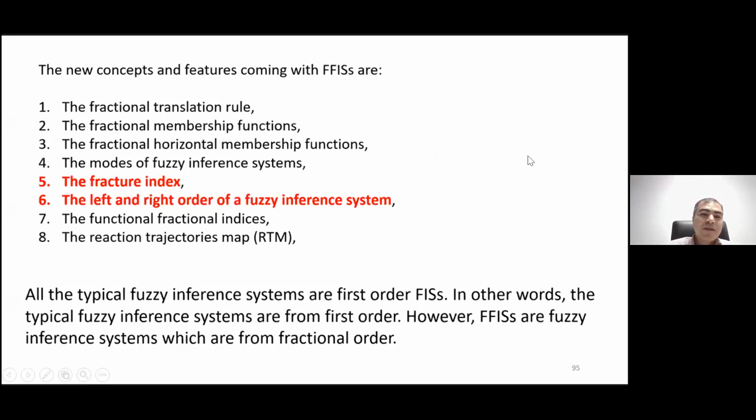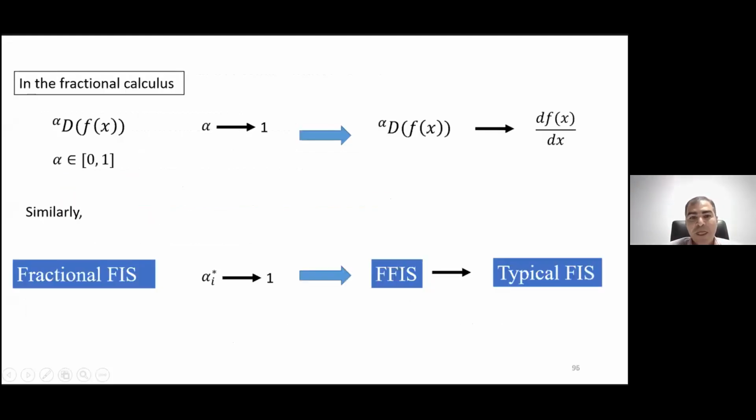There are also some other features and concepts coming with FFISs, among which the fracture index and the left and right order of a fuzzy inference system are very important. Based on these concepts, the typical fuzzy inference systems are defined as first order FISs. In other words, they are of first order. However, FFISs are fuzzy inference systems of fractional order.